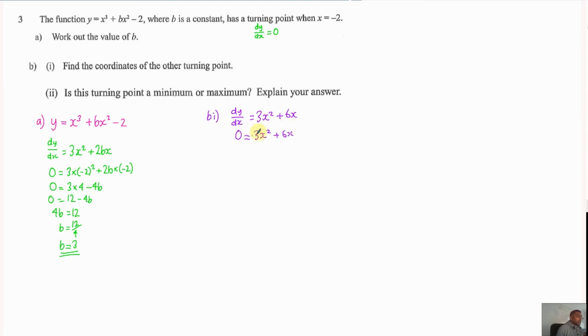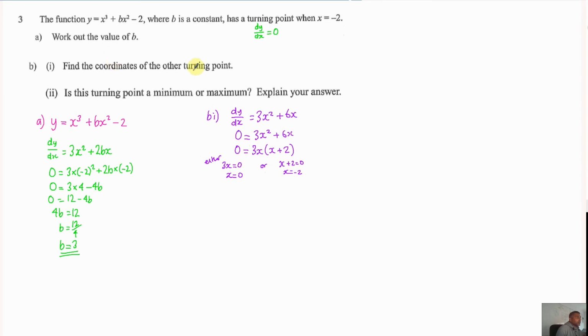And this is quite a nice function because we can factorize. So it gives us 3x(x plus 2). Okay? And now we can find our solutions. If two things multiply to give you 0, either 3x equals 0, so x is 0, or x plus 2 must be equal to 0, so x is minus 2. Okay, we already had the turning point when x is minus 2.